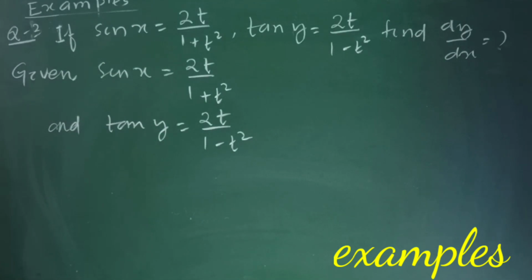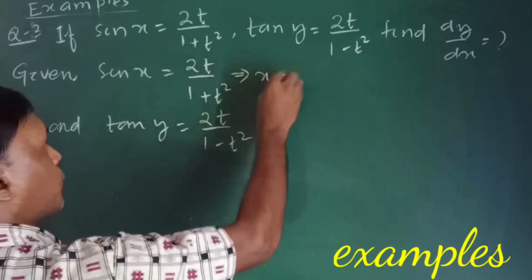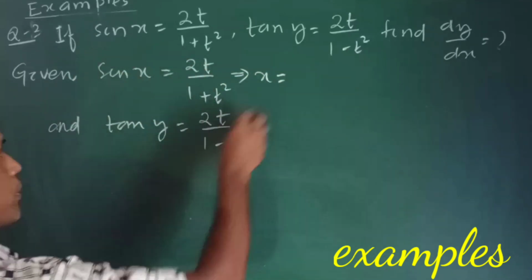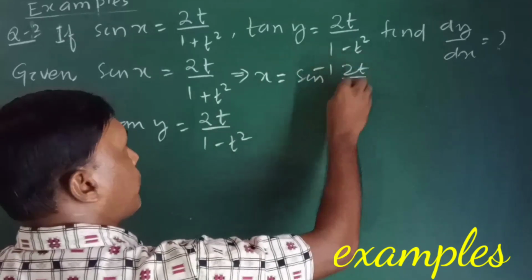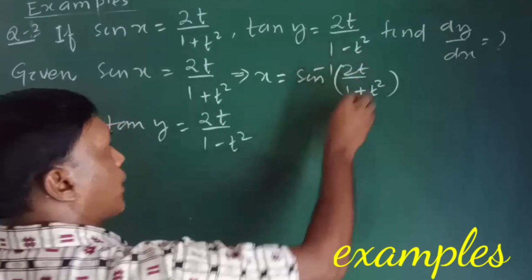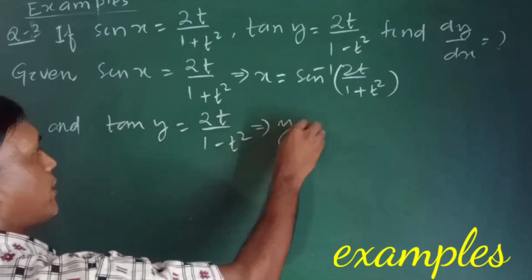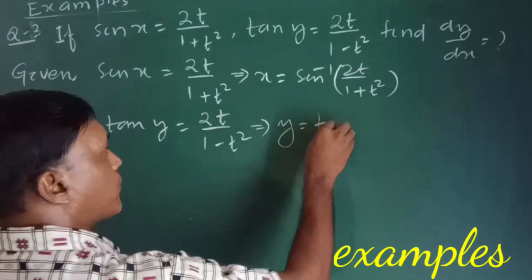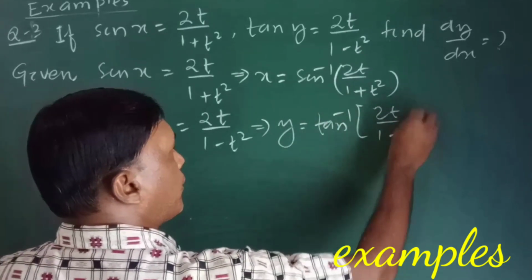Another example: given sin x is equal to 2t by 1 plus t square and tan y is equal to 2t by 1 minus t square, find dy by dx. Given sin x is equal to 2t by 1 plus t square, here we can find x is equal to sin inverse of 2t by 1 plus t square. And here we can find tan y is equal to this much. That means y is equal to tan inverse of 2t by 1 minus t square.